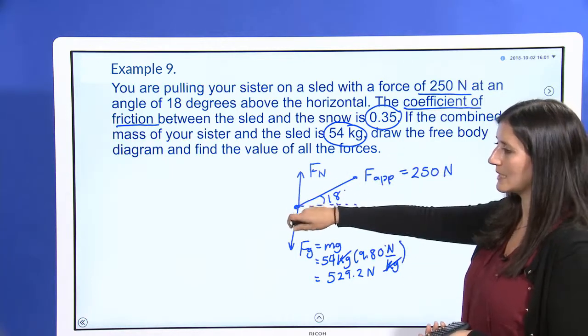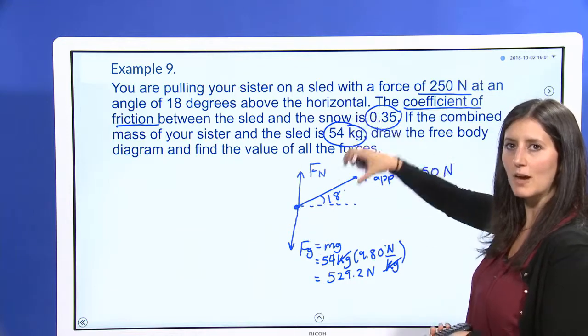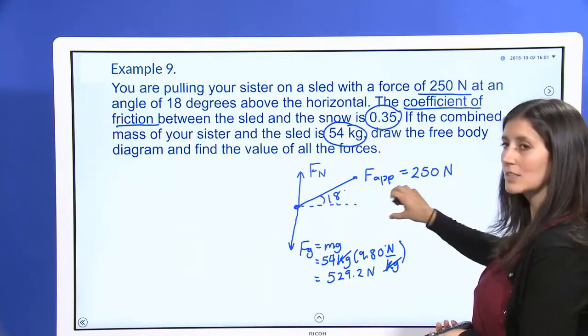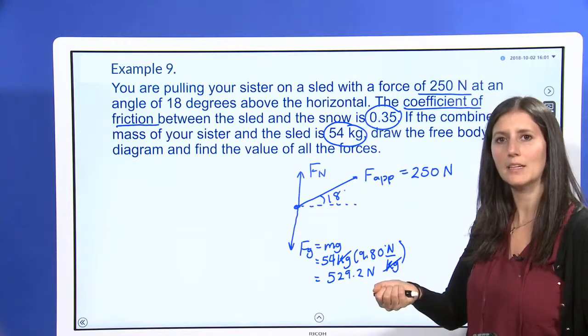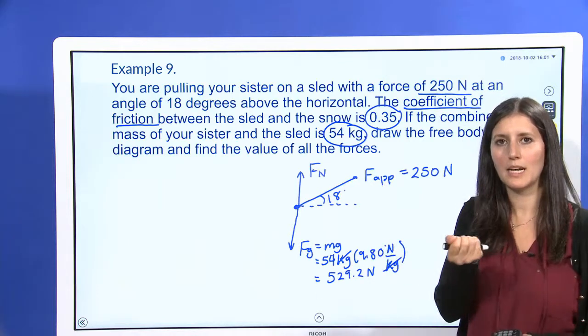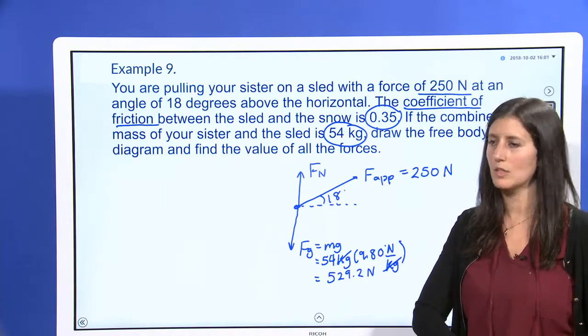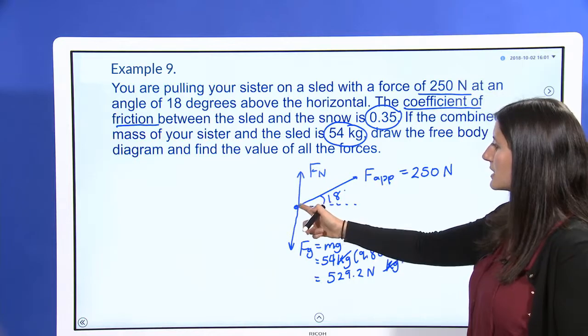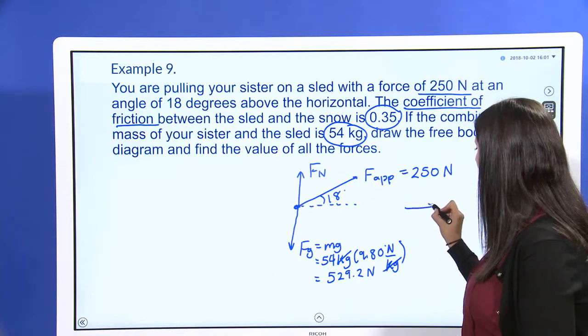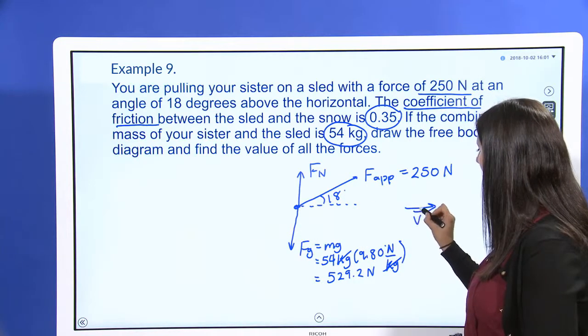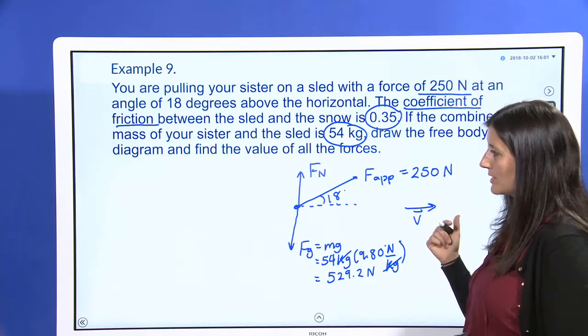So when you pull a sled, the sled doesn't lift off the ground. The sled is sliding across the ground. Just like when you pull on the handle of a wagon at an angle, but the wagon moves horizontally. So the sled is moving in this direction. This is the velocity of the sled, moving to the right in this case.